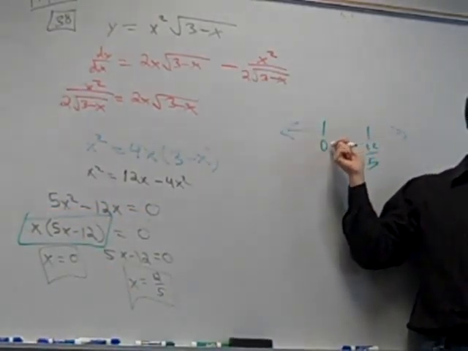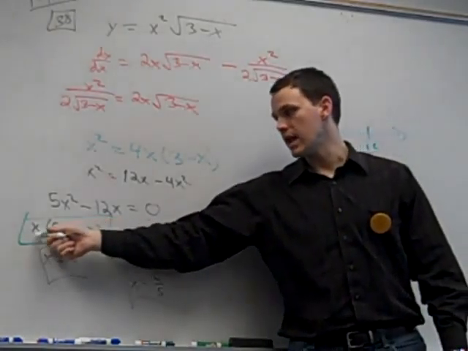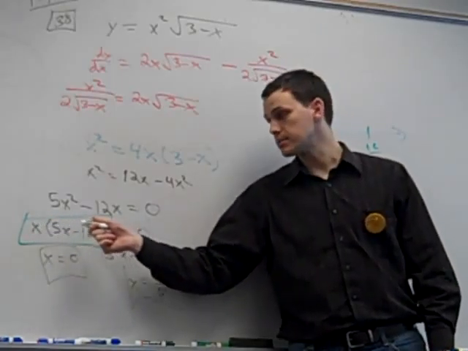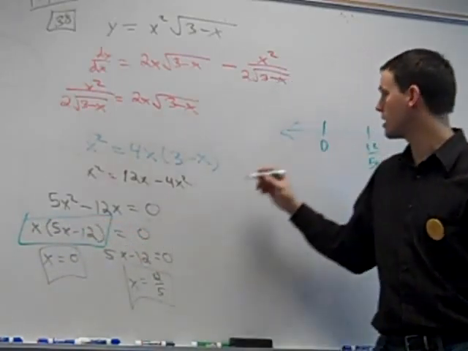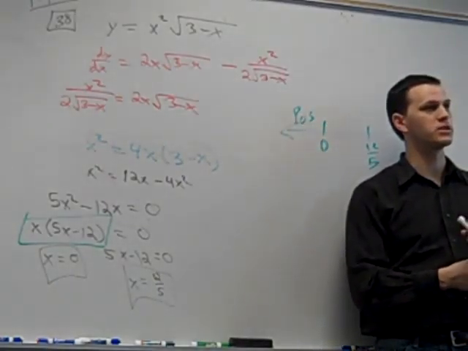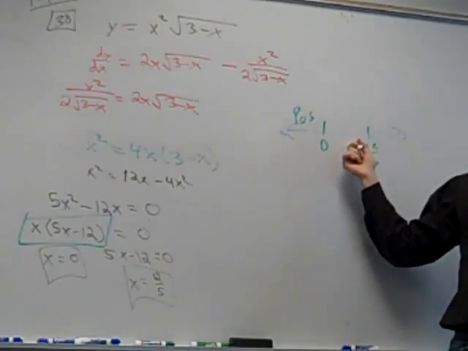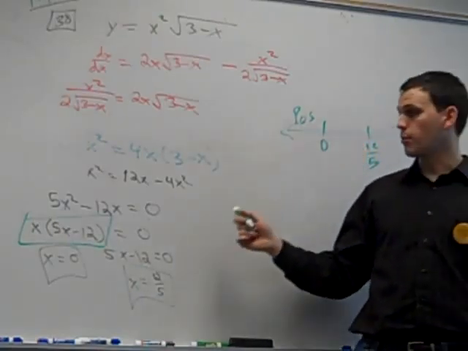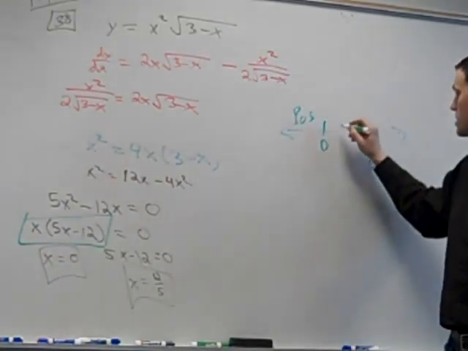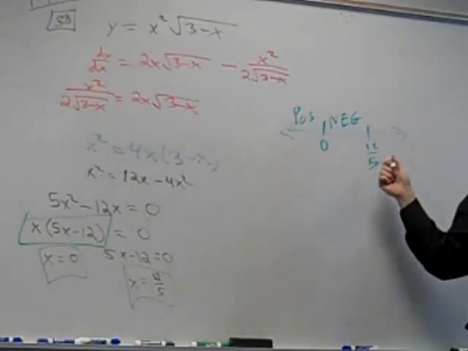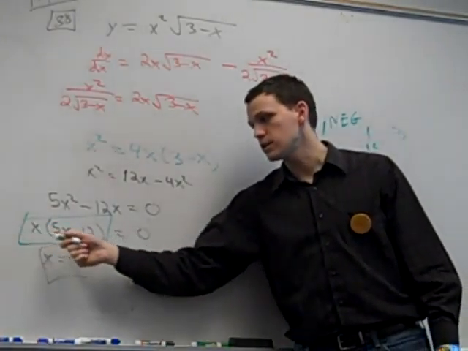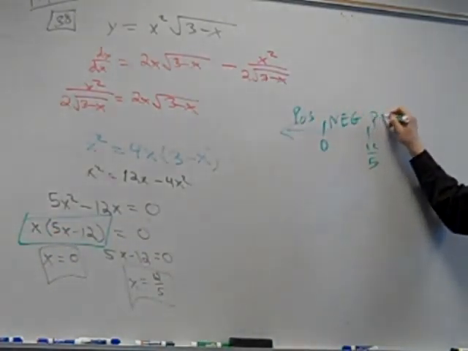So if I plug in a negative number, I will have a negative times another negative, and a negative times a negative is always a positive. I don't really care what number I pick, and I'm not looking to find the exact number. I'm just trying to find out if it's negative or positive. Plug in a number between here, like the number 1. When I plug in the number 1, we get a positive times a negative, so that makes this negative. And bigger than 12/5 is like the number 3. Plug in 3 and you get a positive times a positive, which gives you a positive.